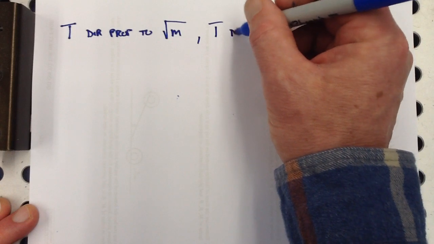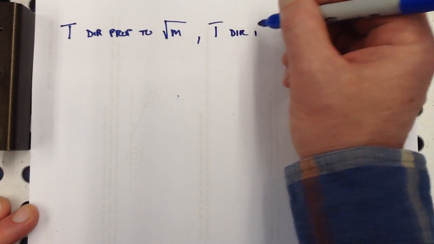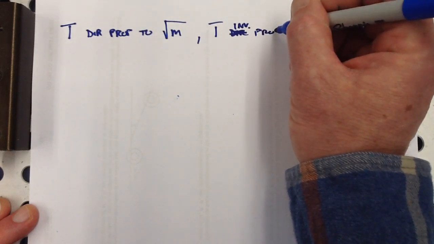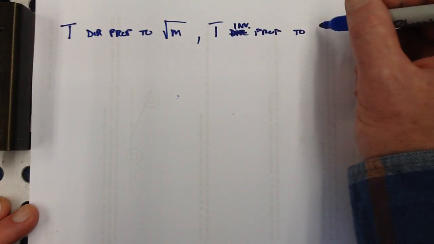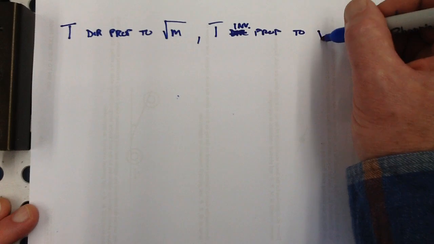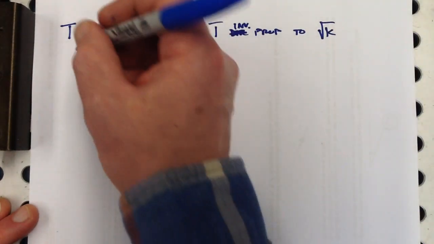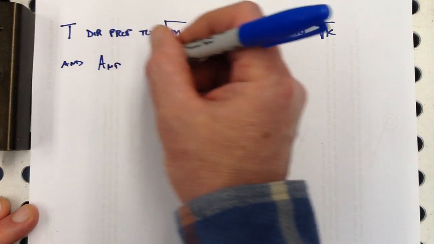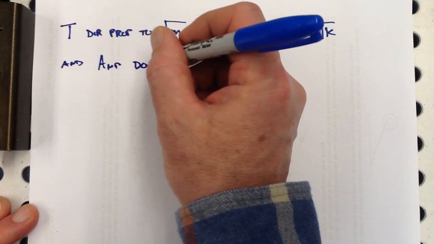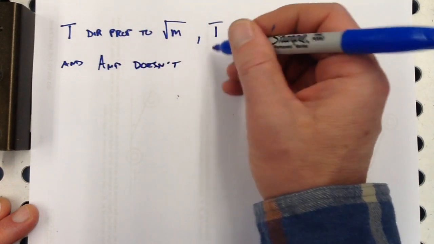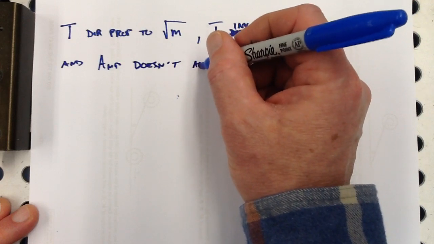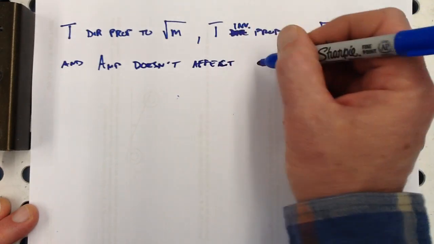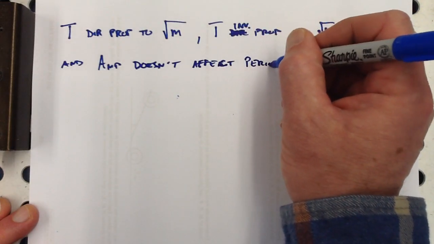That period is also inversely proportional to the square root of k, and amplitude doesn't matter. Doesn't affect the period. Which is pretty interesting.